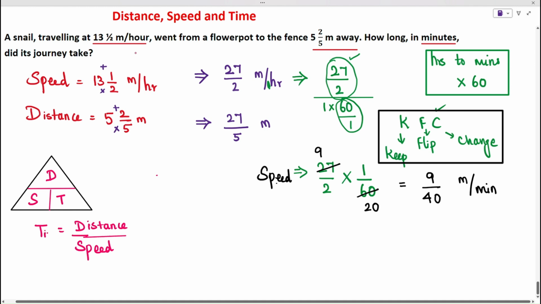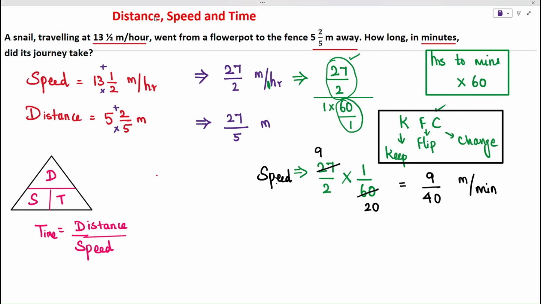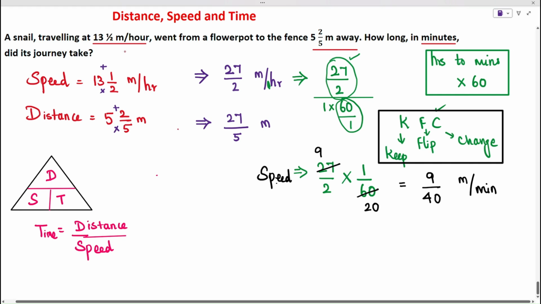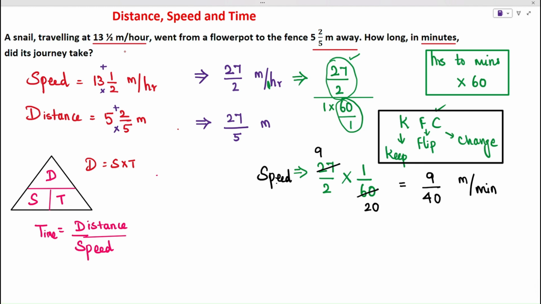Now, say you wanted to calculate distance. You can put your finger over the d and you're left with s and t next to each other. And that can be distance is equal to speed times time. So it can all be useful when just putting your finger over the value that you want to find and then reading it off from there.